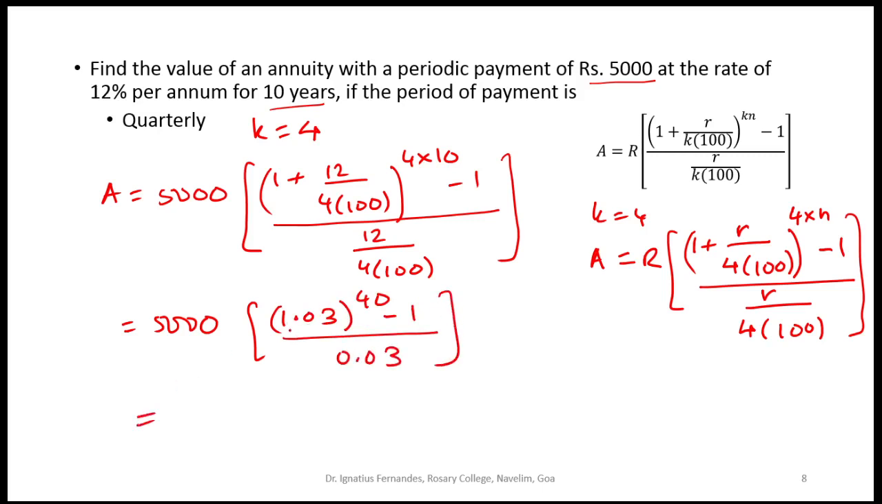Okay, so I use a calculator in finding 1.03 raised to 40, then I subtract 1 from it, and then you divide this whole thing by 0.03, and what you get, you multiply it to this 5,000, this value will come to 377,006.3. Okay, so it is around 3,77,006 rupees, the total amount after these 10 years when the payment is quarterly.